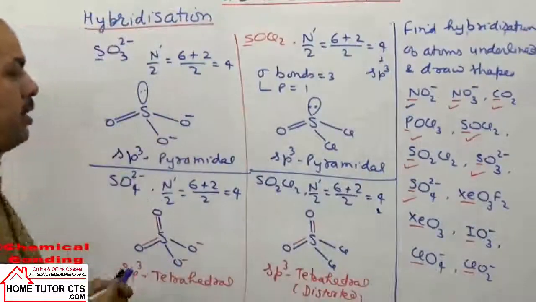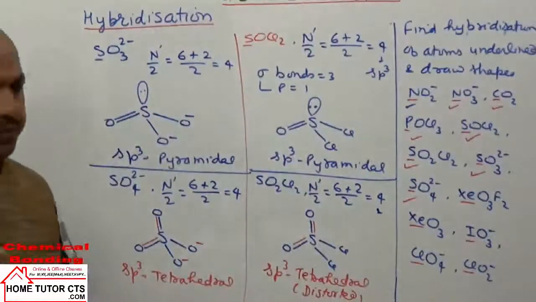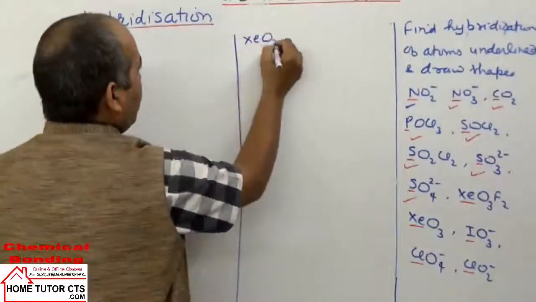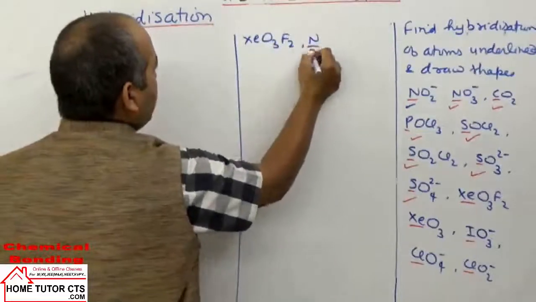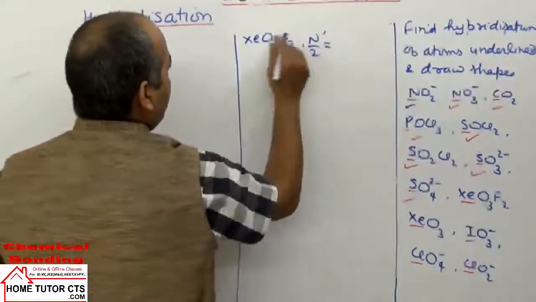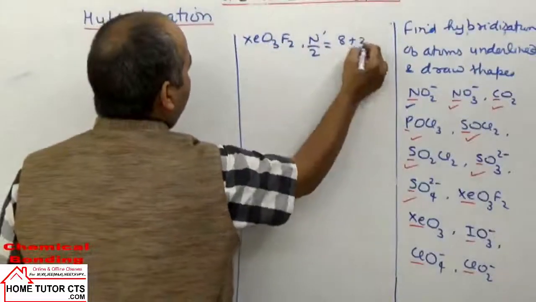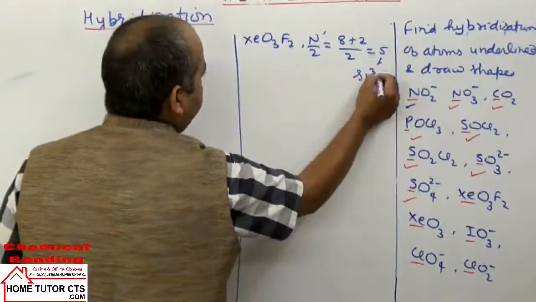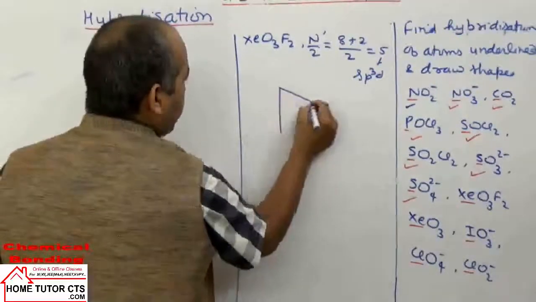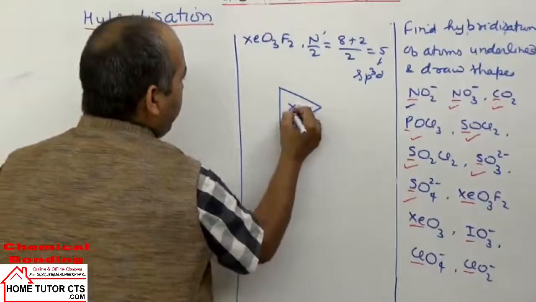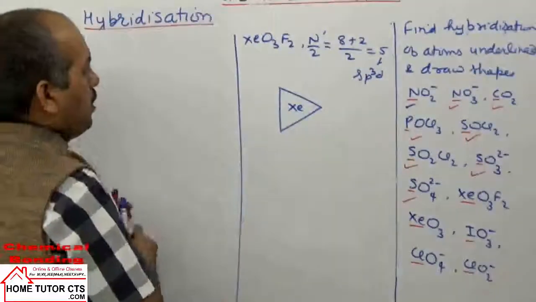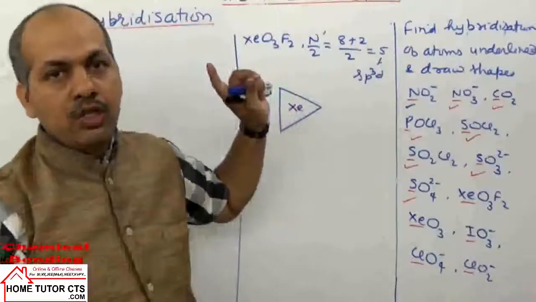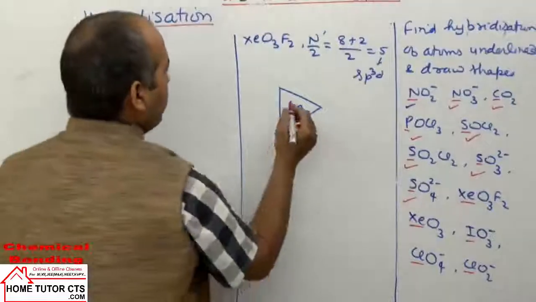Now coming to the next example, XeOF2. In this case the value taken of N-2, xenon is a noble gas, 8 electrons plus 2 fluorine by 2, 5. 5 means it has hybridization sp3d. So draw geometry as per hybridization, trigonal bipyramidal. Now it has 5 atoms, so they will have 5 sigma bonds, so no lone pair.